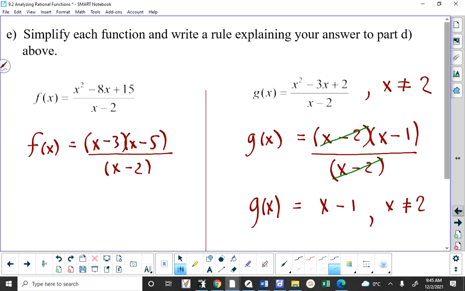So what is the rule here? The rule is, if your non-permissible value factor in the denominator cancels, you get a hole. If the non-permissible value factor in the denominator doesn't cancel, you get a vertical asymptote. Okay.